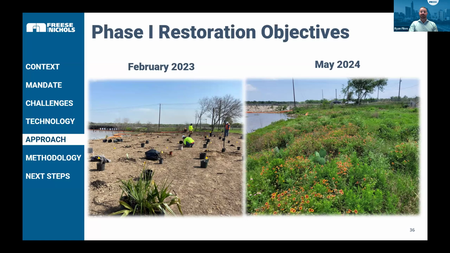But the key thing is, we've really stabilized these shorelines. We've got a lot of native wildflower mix put in here. We've got cactus, we've got trees that are going to be coming in, about 15 different species of trees that will ultimately create a lot more bank stabilization along this creek shoreline.